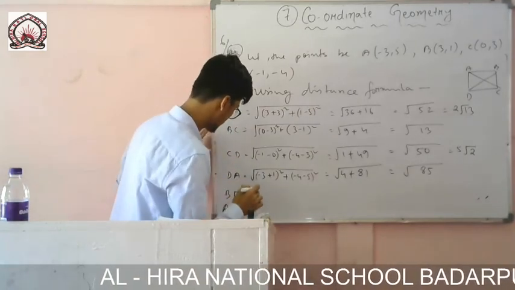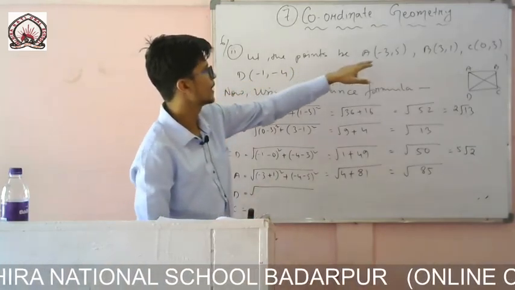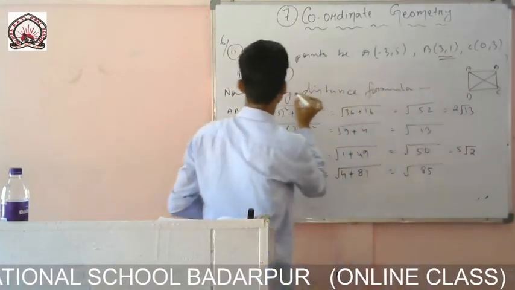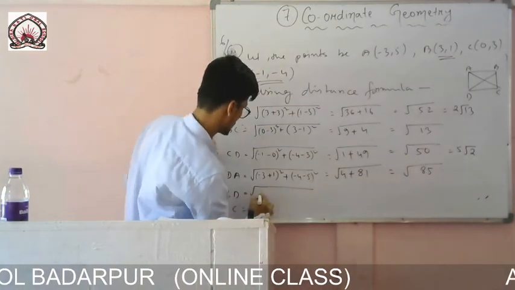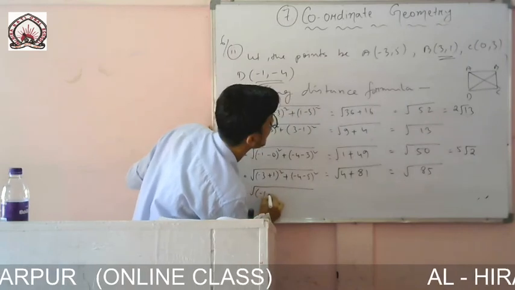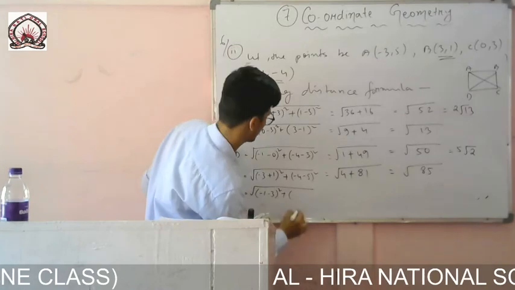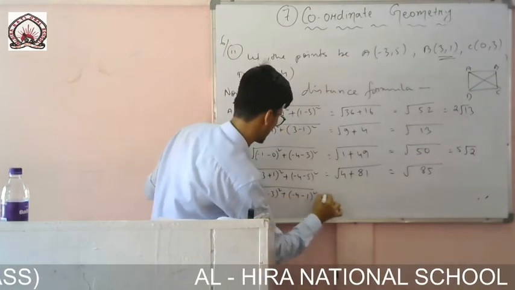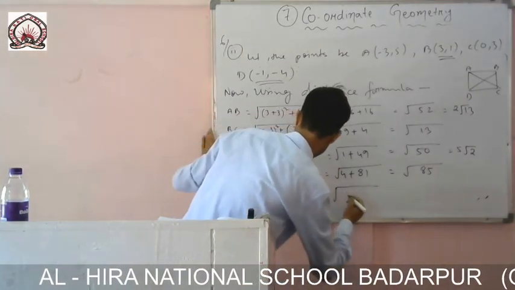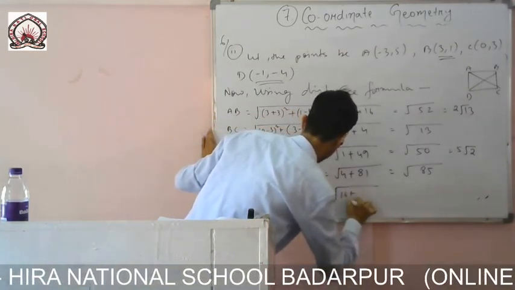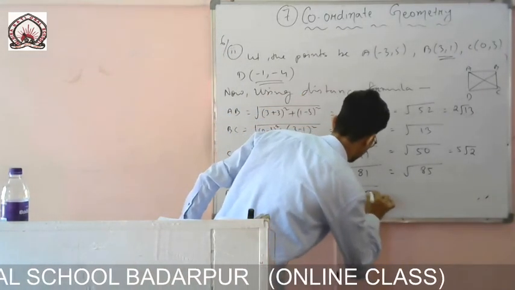Now we will find AC and BD. For BD, where B is there and D is there, it will be (minus 1 minus 3) whole square plus (minus 4 minus 1) whole square. So it becomes 3 and 1, which is 4, square is 16, plus 4 plus 1 is 5, square is 25.